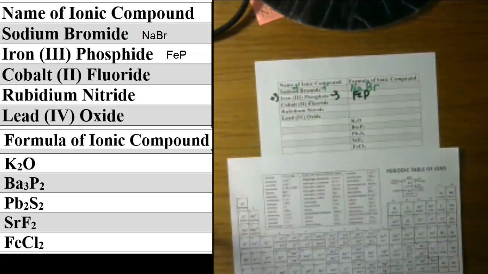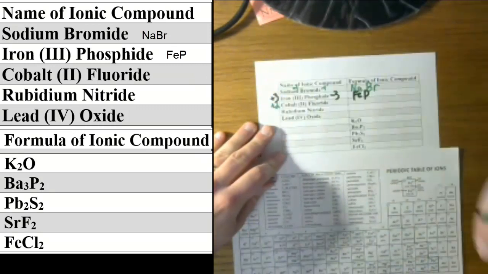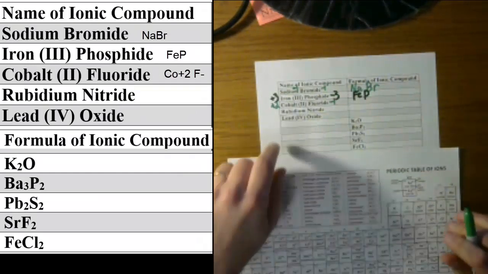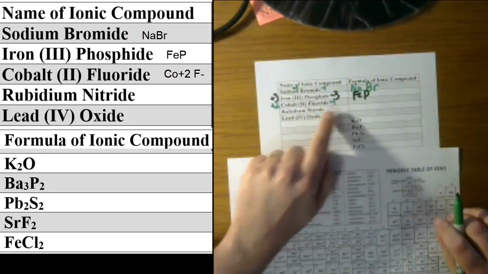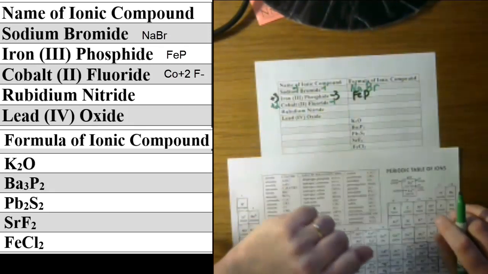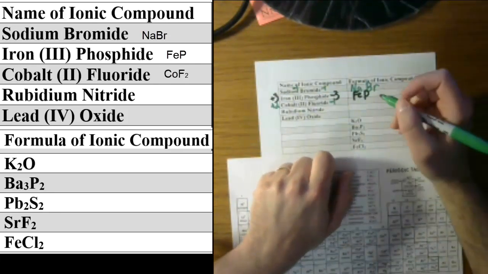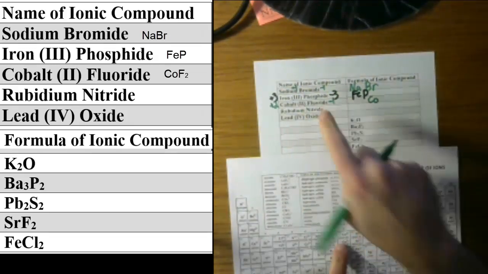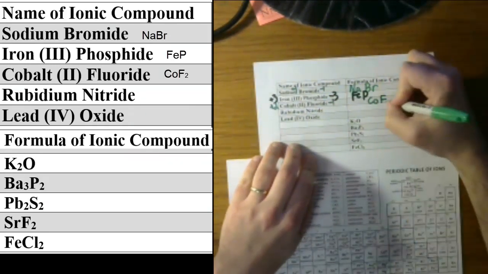I'm going to switch back to green. Now we have cobalt 2 fluoride. This one requires a double of one of them because cobalt is +2 and fluoride is -1. So that means that we need twice as many fluorides to cancel out the cobalt. You would need another fluoride because if you have +2 and -1, you still have +1. So you would need another fluoride to cancel out that remaining +1. So this is going to be Co for the cobalt, and then for fluoride, that's F. And we need 2 of the fluorides, so it's F2.